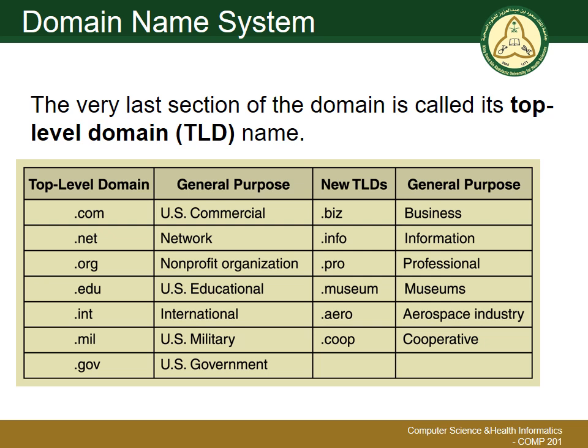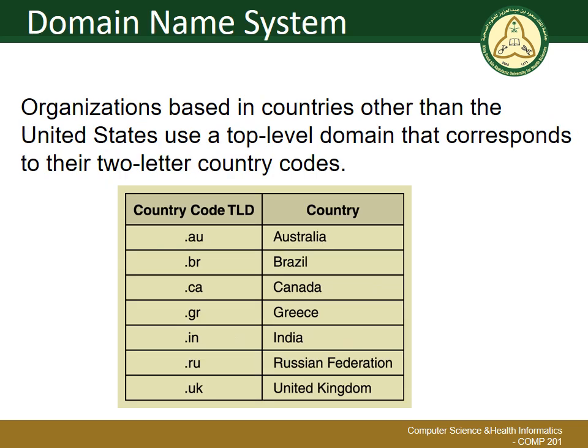This top-level domain can also be more specific by adding the country. .edu.sa means it is educational within a specific country. And as you see here, .au Australia, .br Brazil, .sa Saudi Arabia, .uk United Kingdom, and so forth.